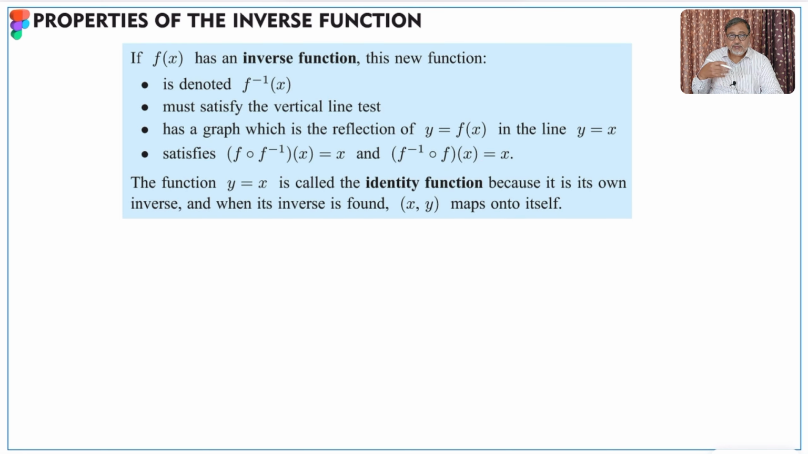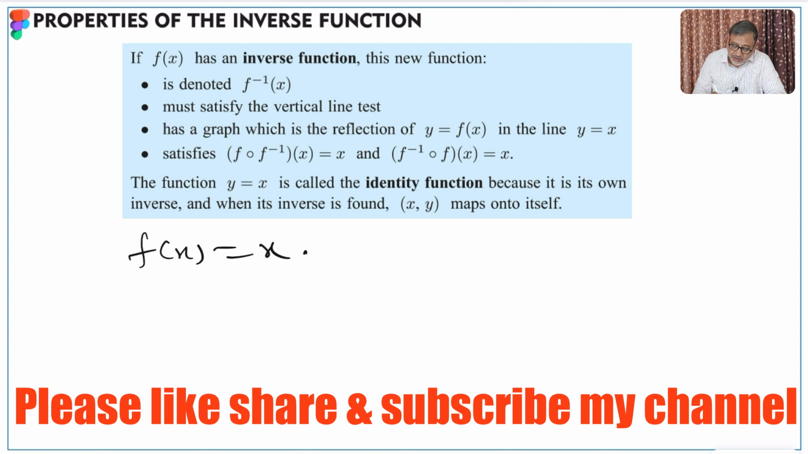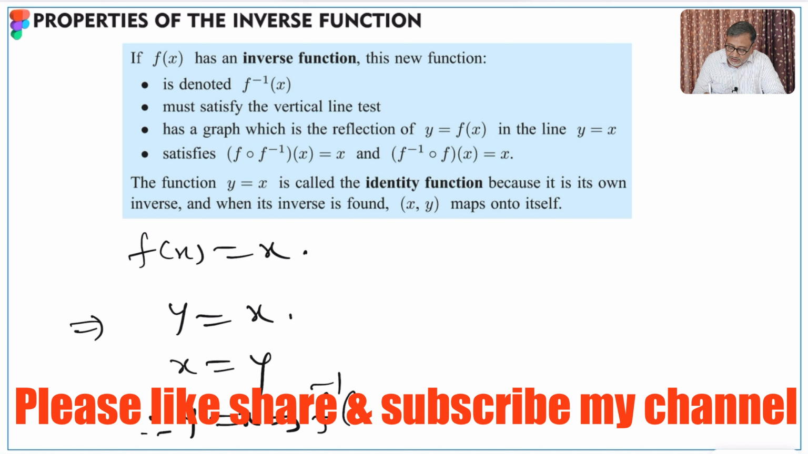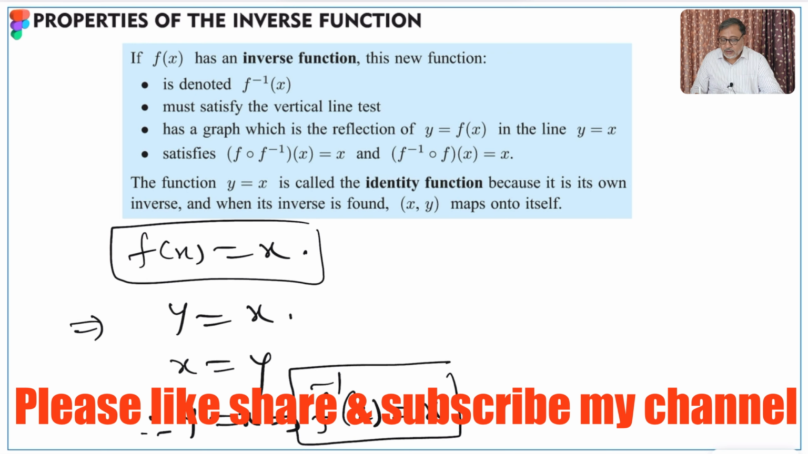It means if you apply both f dot f inverse or f inverse dot f, then it will remain x. The function y is equal to x is called the identity function because it is its own inverse. If f of x is x and you try to find the inverse, what do we do? We replace x by y and y by x. So y is equal to x. It means f inverse of x is also x. So both will be the same function, f and f inverse. When both are the same function, we call them identity function.